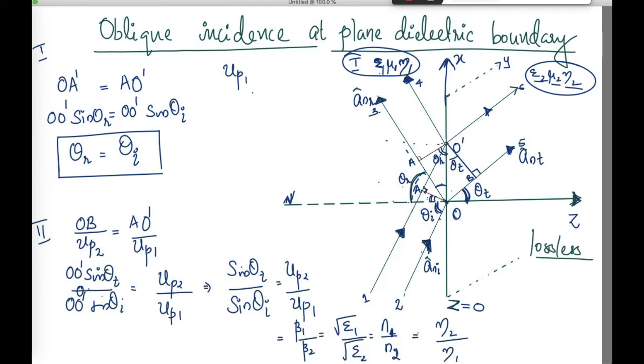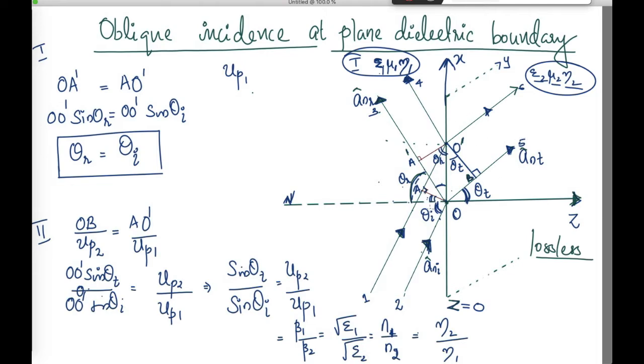Similarly, I drop a perpendicular from O dash, which is on the interface, to the reflected ray 3, which means that O dash A dash, perpendicular to the ray path direction or the wave propagation direction, is again the wavefront of the reflected wave. Similarly, rays 5 and 6 are the transmitted wave into the second medium. From O dash I drop a perpendicular to ray 5, say at B, so O dash B is the wavefront of the transmitted plane wave.